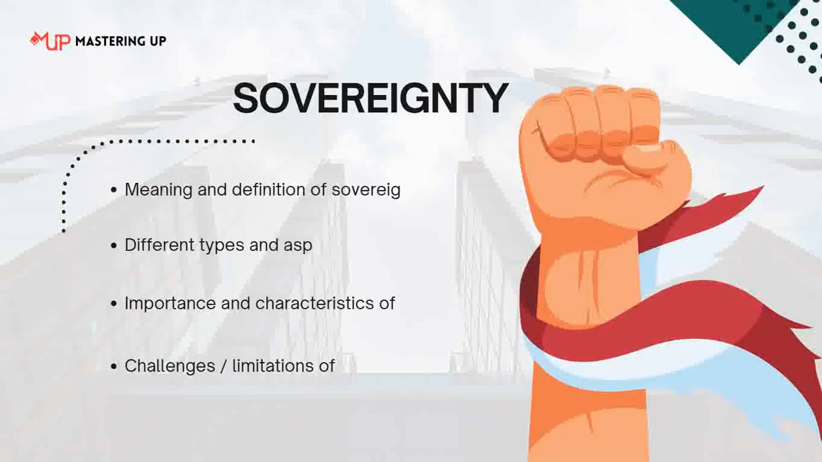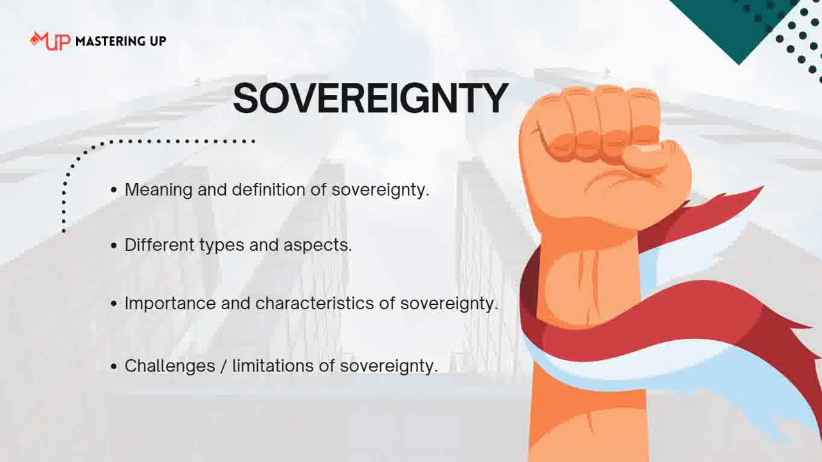Let's discuss sovereignty as a core concept of international relations. And with this, we'll begin with the meaning and definition of sovereignty. Simply put, sovereignty refers to the supreme authority of a state over its territory, its population, and its internal affairs. It is the power of a state to make laws, to enforce laws, and to regulate relations with other states. It is also the power of a state to maintain and ensure internal order within its territory.